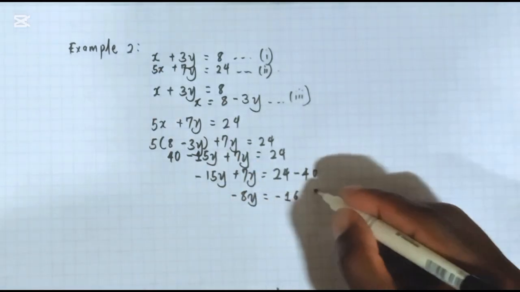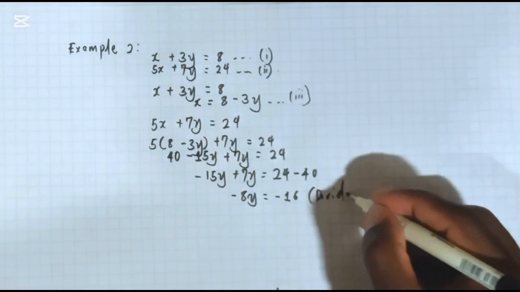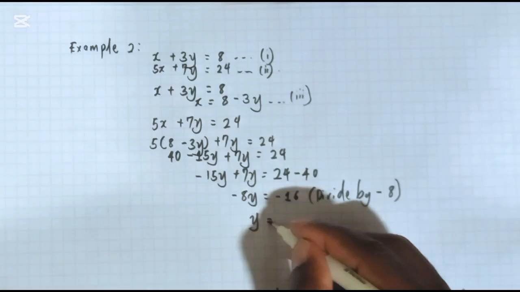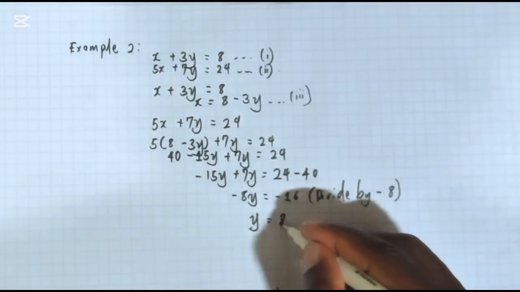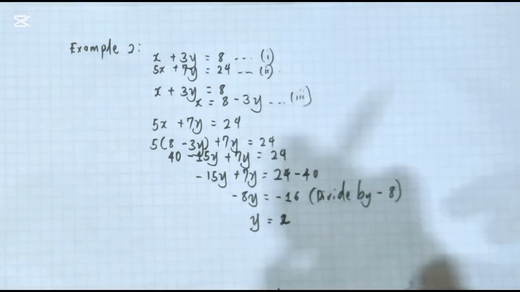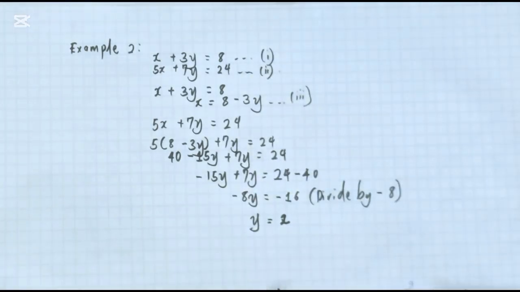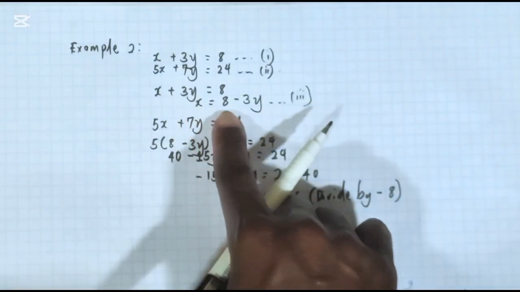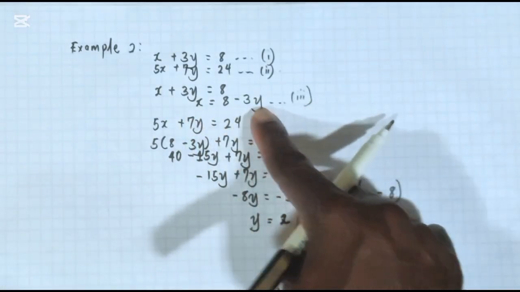For us to find the value of y, we will divide both sides by negative 8. When you divide both sides by negative 8, we'll have y here, and we'll have 2 as the value of y. That is negative 16 divided by negative 8 gives us 2. So that is the value of y for this particular problem, and we've solved it using the substitution method. Now I want you to find the value of x. It will be easy. We'll come back to equation 3, and wherever we have y in equation 3, we'll be putting what?